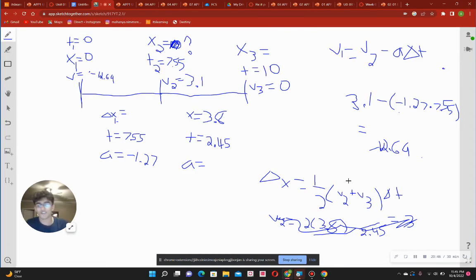I had everything written down and I accidentally copied the part of V2. But sorry, you take this equation, you just plug in your values. So it'd be 1 half 12.69 plus 3.1 times 7.55. This, once plugged in, would be 59.6.